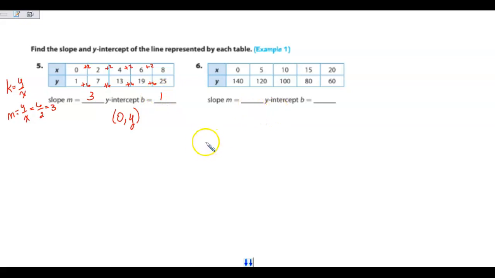So look at number 6. What's my slope? And now what is my y-intercept? If you have any questions, please make sure you come see me.